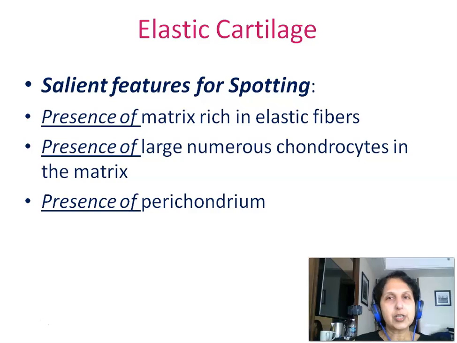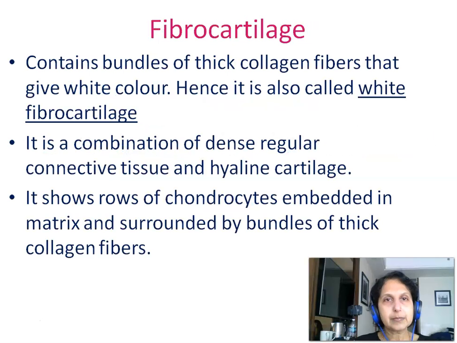Salient features for spotting: presence of matrix rich in elastic fibers, presence of large numerous chondrocytes in the matrix, and presence of perichondrium. We now see the fibrocartilage. It contains bundles of thick collagen fibers that give white color, hence it is also called white fibrocartilage. It is a combination of dense regular connective tissue and hyaline cartilage.